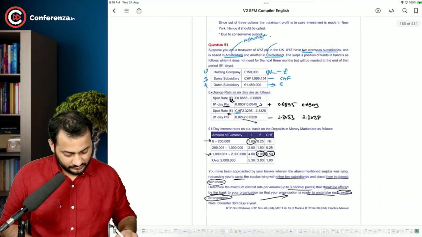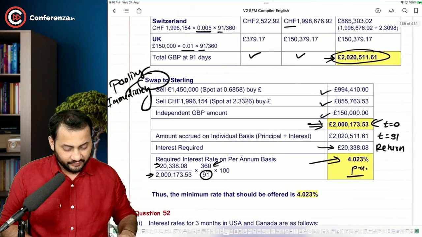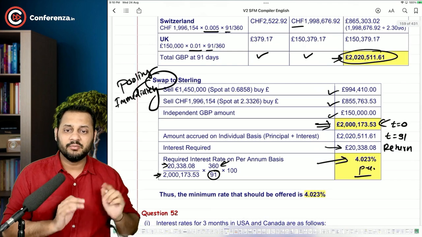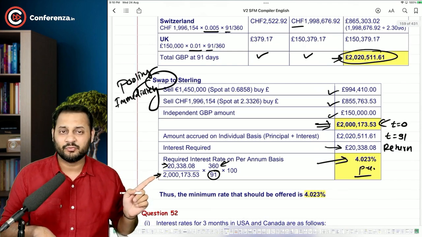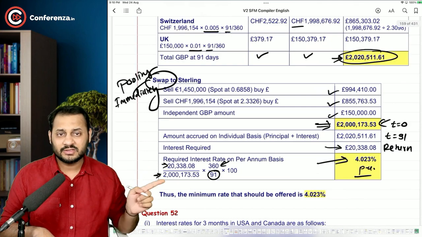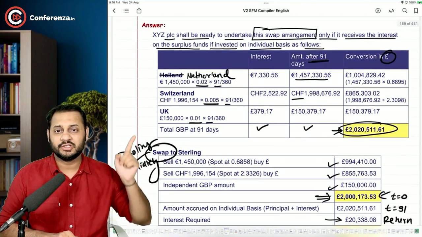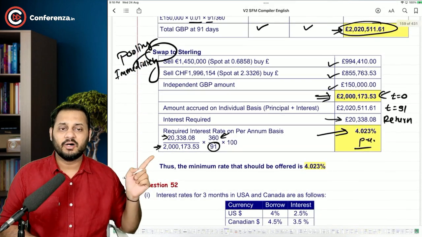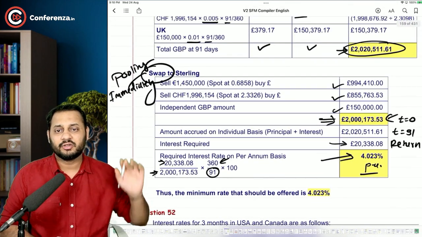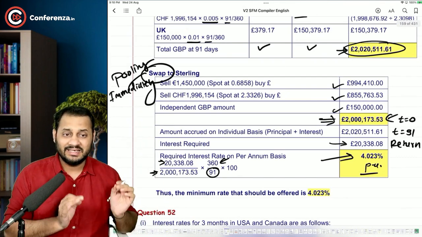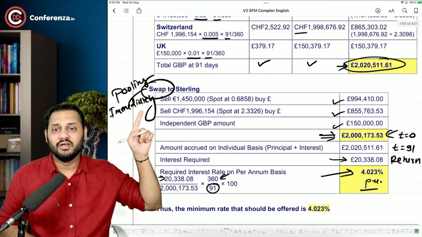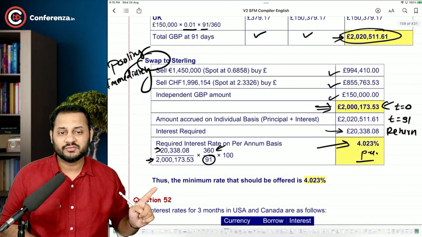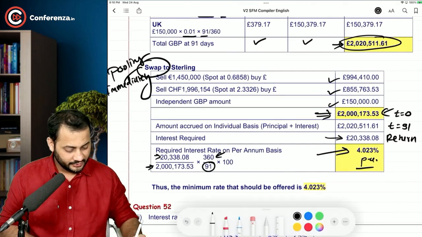In order to decide that we have to swap all the foreign currency cash flows into sterling, the minimum return that we should get on all the investment is 4.023%, because this percentage will make this option equal to this one, indifferent between both. Anything above 4.023 will make sure that we go for the swapping option, but anything below 4.023 will reject the swapping option. So thus the minimum rate that should be offered is 4.023%. Do you get that?